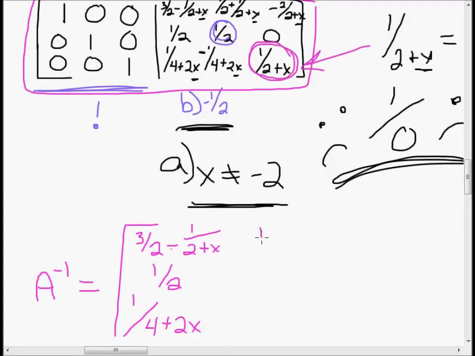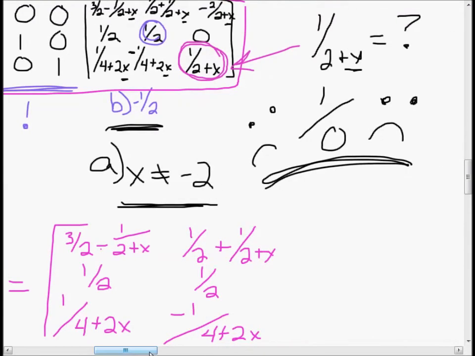Now the middle row is 1 over 2 plus 1 over 2 plus x, and then 1/2, and then this down here is -1 over 4 plus 2x. And then this final row is, I wrote the 0 first because I like that number, it's nice and easy to write, right? -2 over 2 plus x, and 1 over 2 plus x.